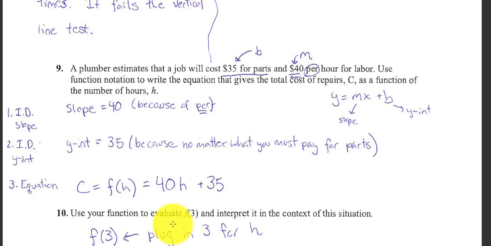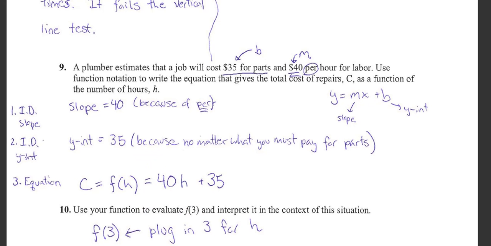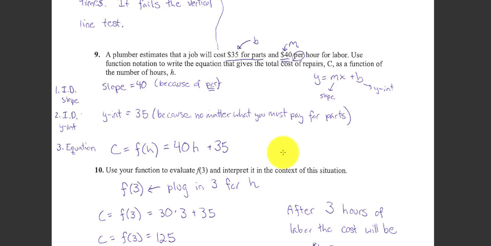If I evaluate f of 3, well, the 3 means the plumber stayed for 3 hours. So you would pay 3 times 40. Oops, it looks like there's a mistake here. This should say 40 times 3. Let me correct that, right? Because we're going to substitute this 3 in for h. So 40 times 3 is 120, and 120 plus 35 should be 155. So I have to correct this.